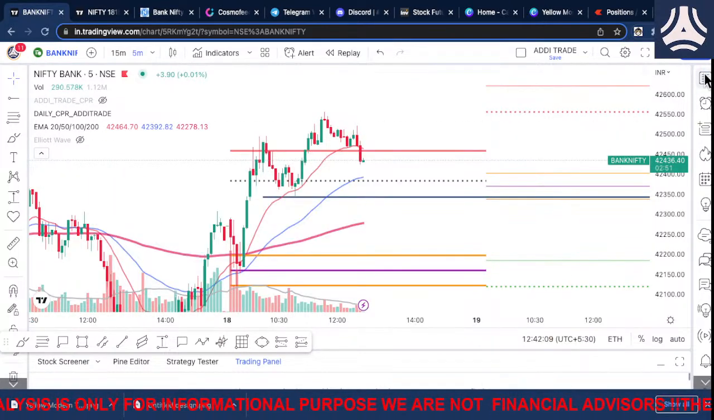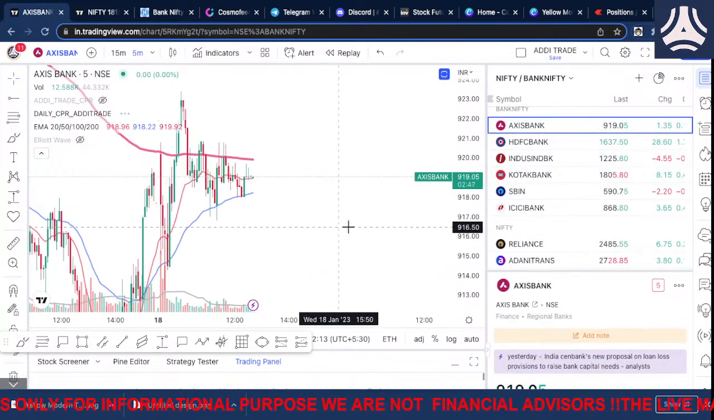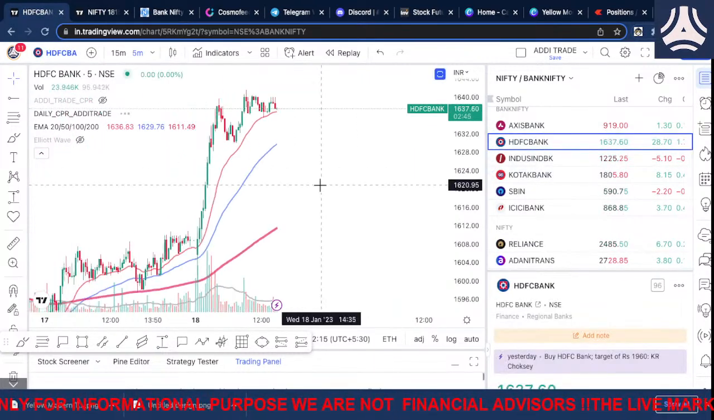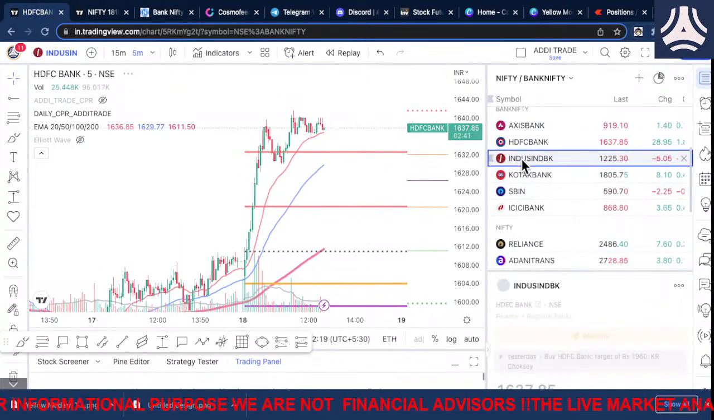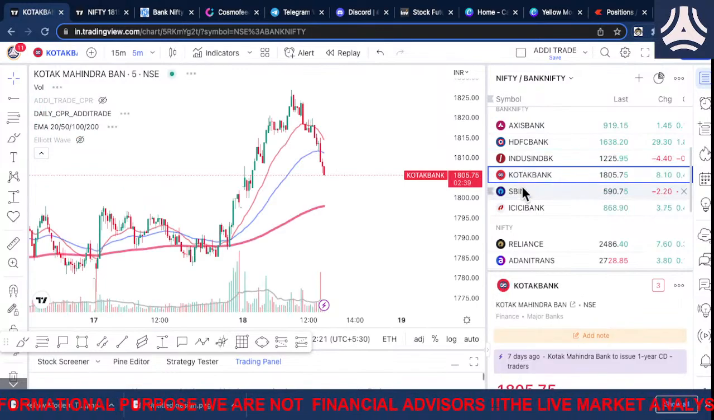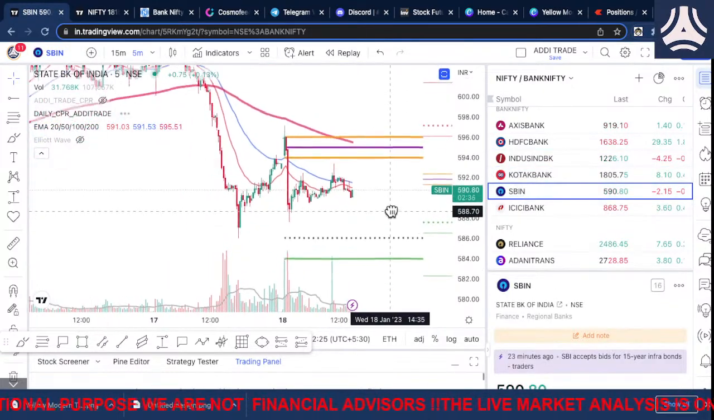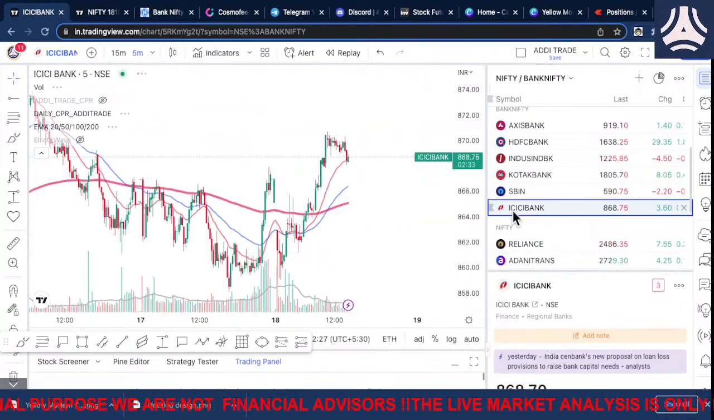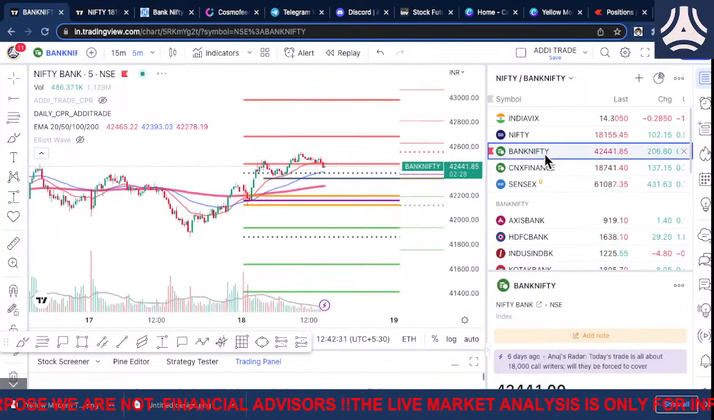We'll just see what is happening in a couple of the bank stocks to see if... Kotak Bank is giving us a good dip. SBI is flat. ICICI Bank has had a nice up move.